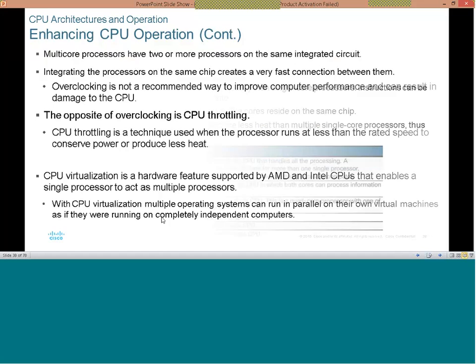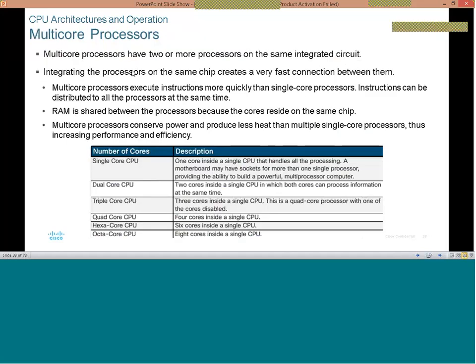Okay. So still on the CPU architectures and operation, we're looking at multi-core processors. A multi-core processor has two or more processors on the same integrated circuit. Integrating the processors on the same chip creates a very fast connection between them. So the multi-core processor executes instructions more quickly than a single-core processor. Instructions can be dispatched to all processors at the same time. So you could see here that the load which one processor would have used to process a given amount of information is distributed across the multiple-core processor.